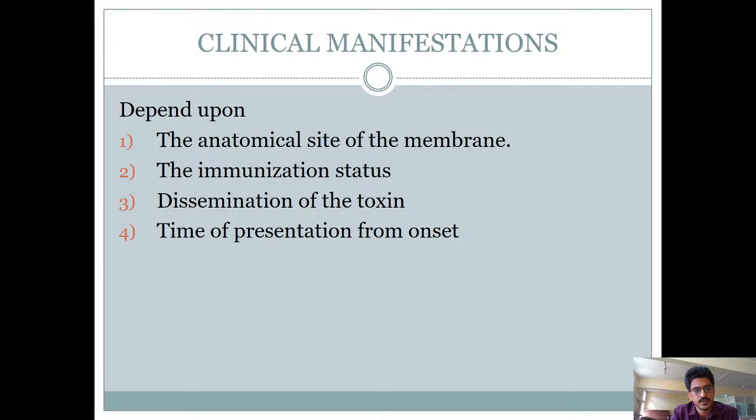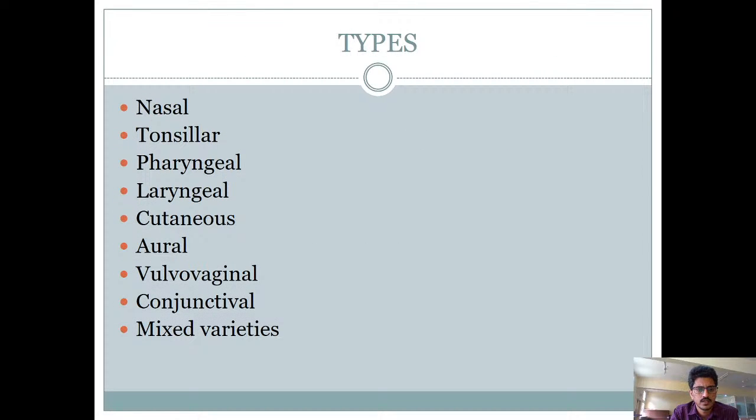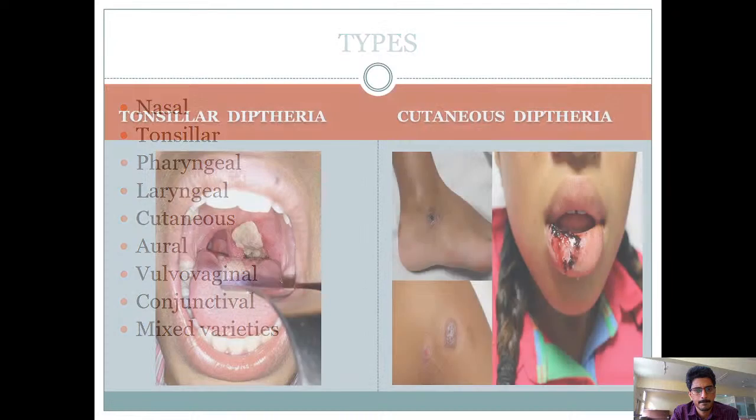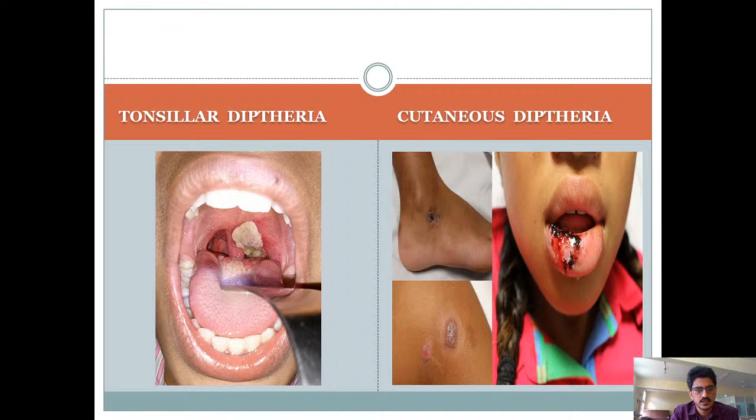What are the clinical manifestations? Clinical manifestation depends on which anatomical site is involved, the anatomical site of the membrane, the immunization status, the dissemination of the toxin, and the time of presentation from onset. There are basically different types: nasal, tonsillar, pharyngeal, laryngeal, cutaneous, oral, vulvovaginal, conjunctival, and mixed varieties. Basically, you have to know these things.